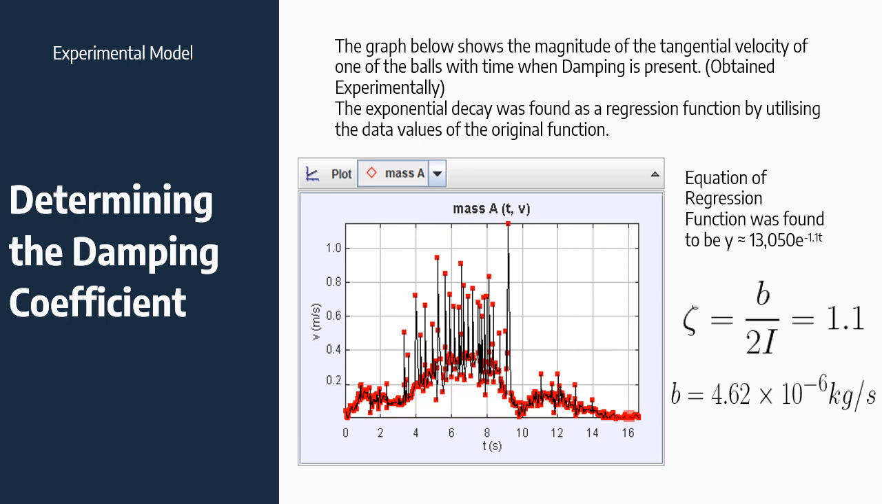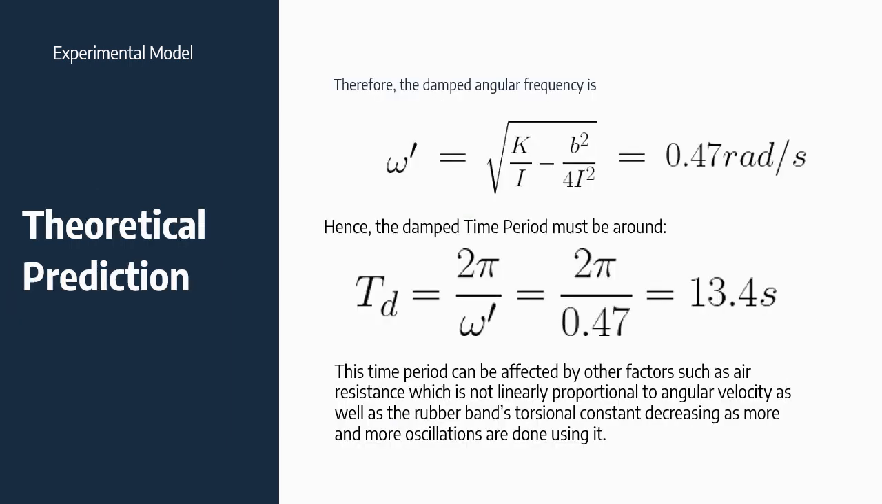The regression function was found to be of the form y is approximately equal to a e to the power of minus 1.1 t. So we can clearly see that the zeta ratio here, which is b on 2I, is 1.1, and basically we can multiply both sides by 2I and obtain the value of b. So now the damped angular frequency is omega dash equals square root of k over I minus (b over 2I) squared, and we can put in the values, we get an answer of 0.47.